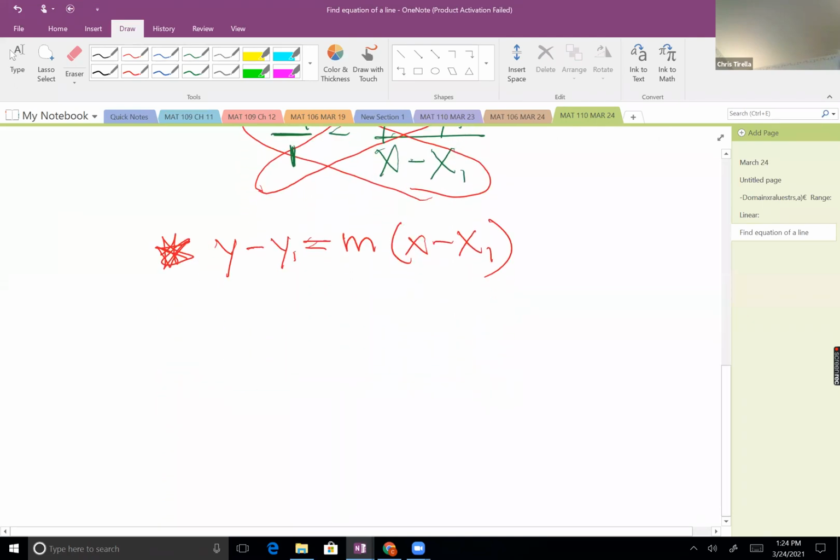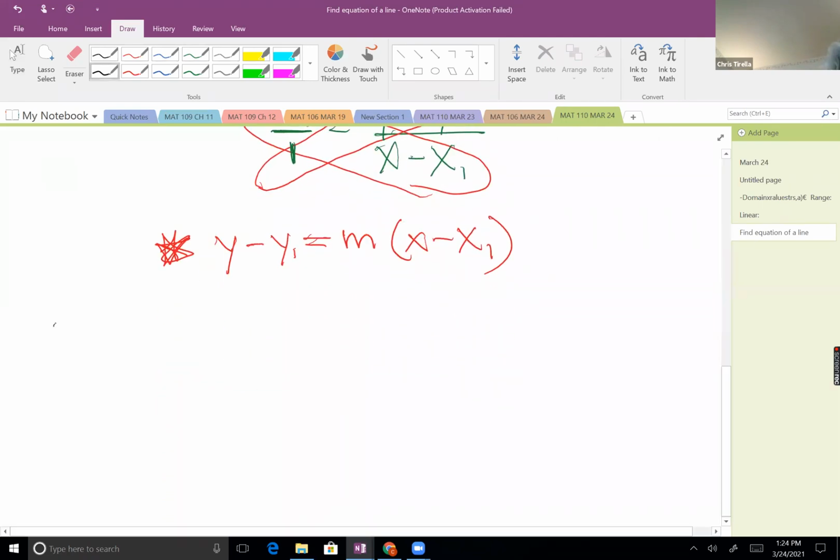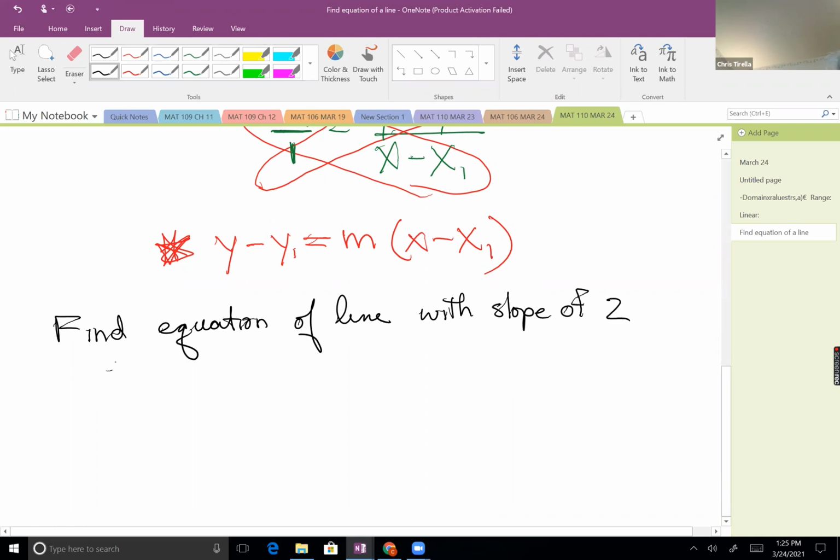So let's go through and let's use it. Let's find the equation of a line with a slope of, let's start with an easy number, 2, through the point. Let's make our point be something like 1, 3.